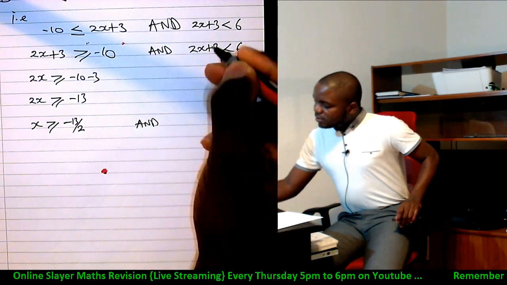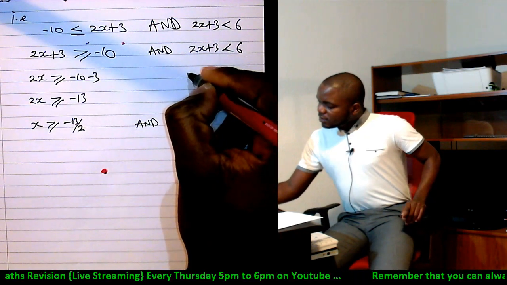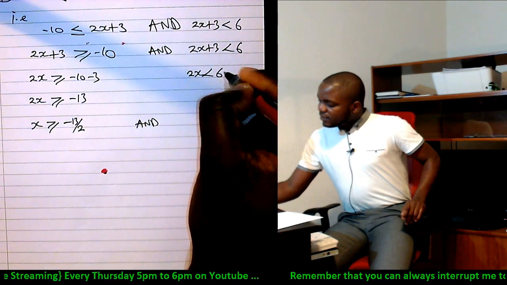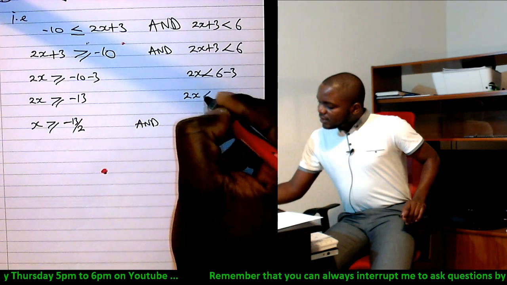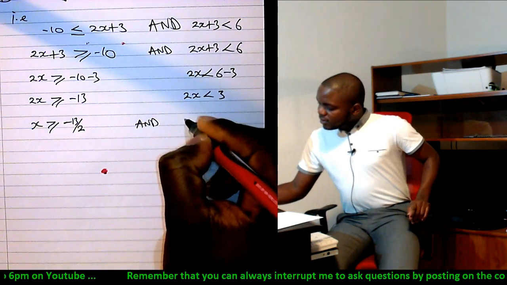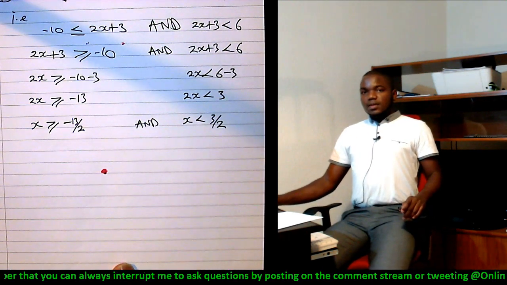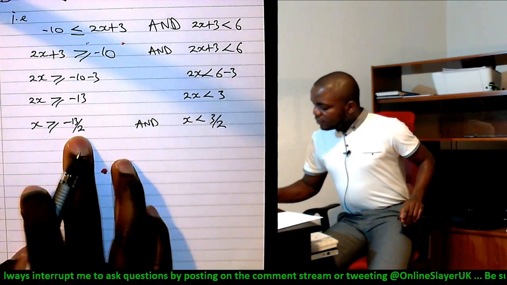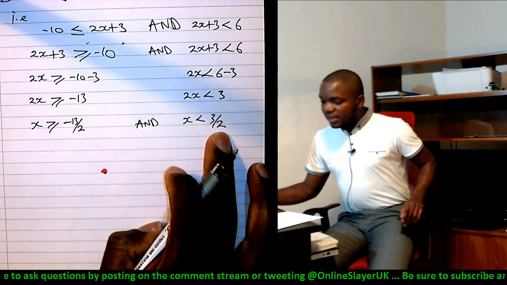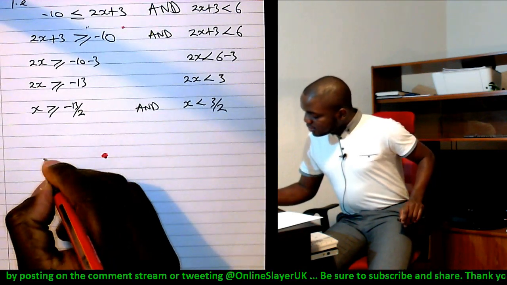And what's the solution for this? Well, 2x less than 6 minus 3, that's 2x less than 3, so x will be less than 3 over 2. Now, this is a negative number, and that's a positive number. Makes sense, doesn't it? So this is the number line.